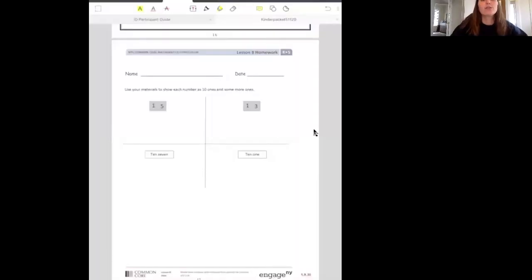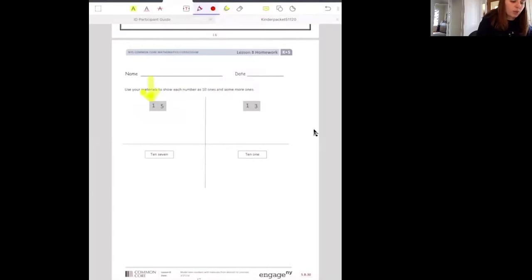All right, it says use your materials to show each number as 10 ones and some more ones. So the first thing we're going to do is look right here. What is the number that you see? 15. So we're going to look at how many groups of 10 that we see. And then after that, we'll look at the ones. So let's start though with that group of 10. How many groups of 10 in the number 15? 1. So let's start with circles.